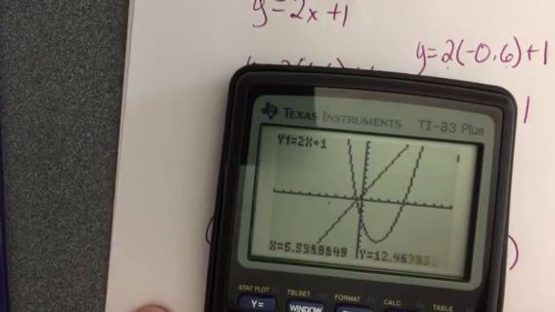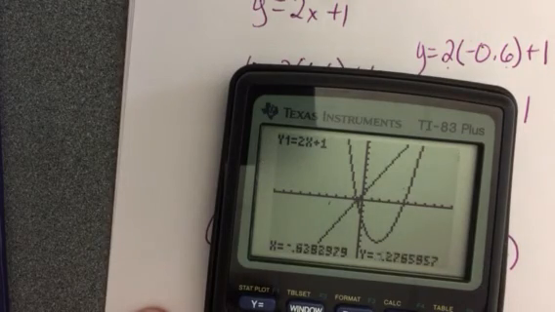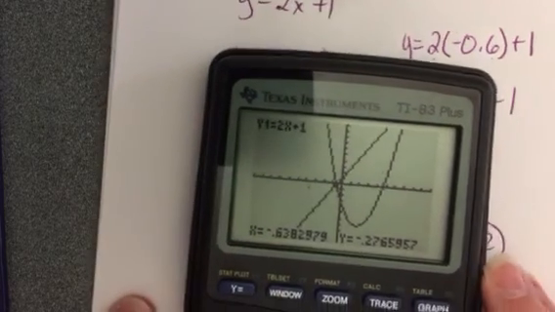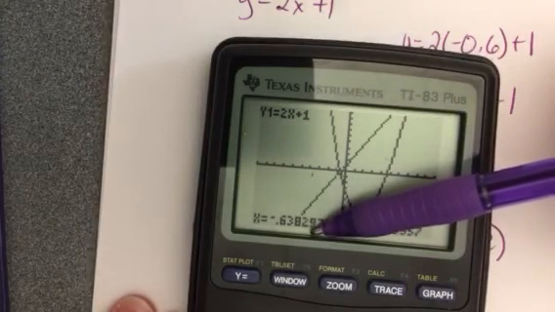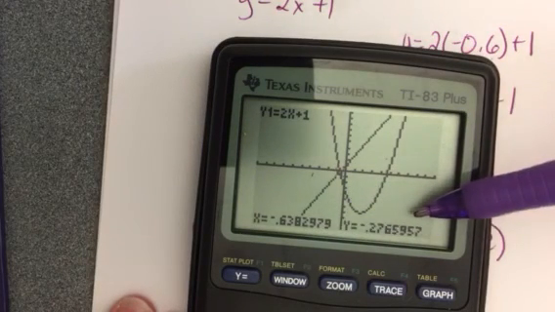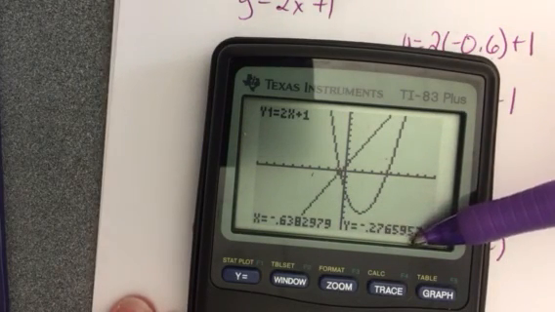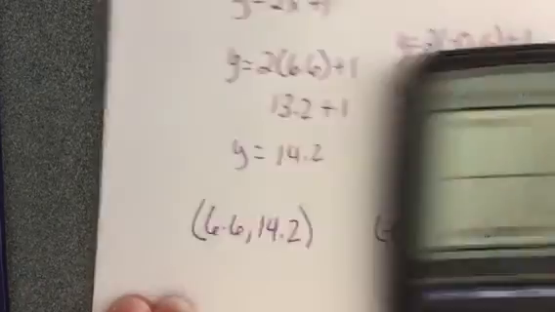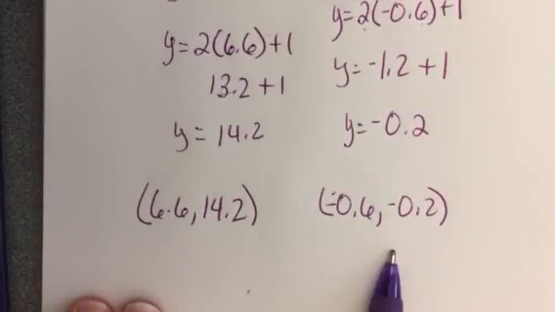And then if we arrow over, here we go, to where x is negative 0.6, and about right there, okay? We can see that x is at negative 0.6, y is at negative 0.2-ish, okay? Which is what we found with our algebra.